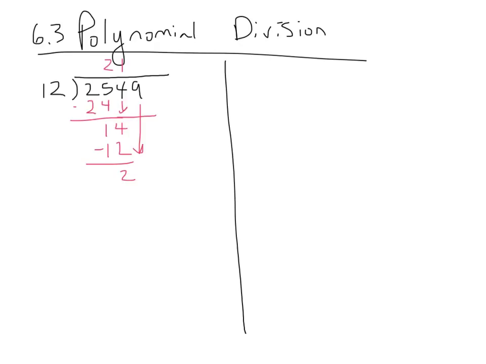Bring down this 9. How many times does 12 go into 29? Well, it goes in twice. 12 times 2 is 24. We subtract, we get 5, so we've got a remainder of 5. Now looking back at the original problem, I want to look at what this answer means. It means that if we take 2,549 and we divide by 12, our answer is 212 and 5/12, because that 5 still needs to get divided by the 12. We just weren't able to do it without resorting to decimals.